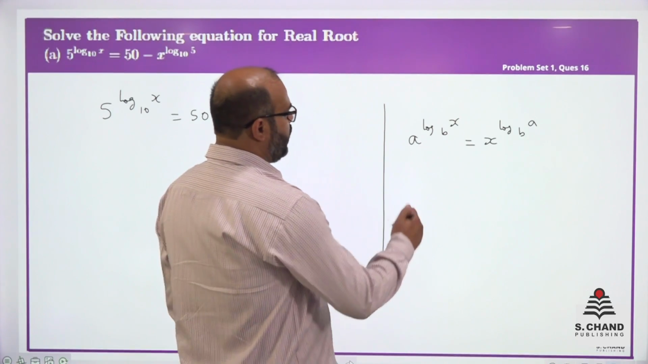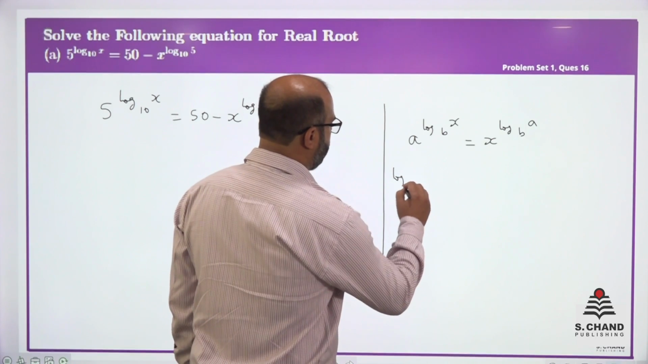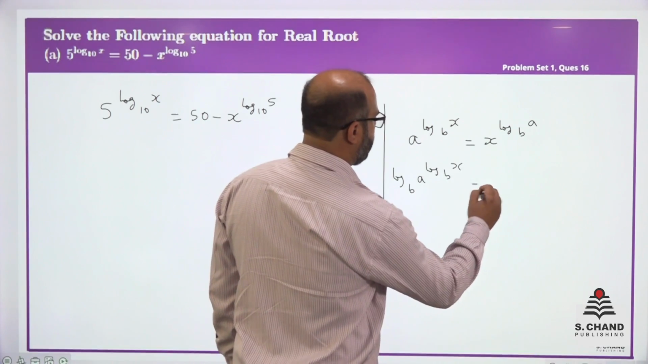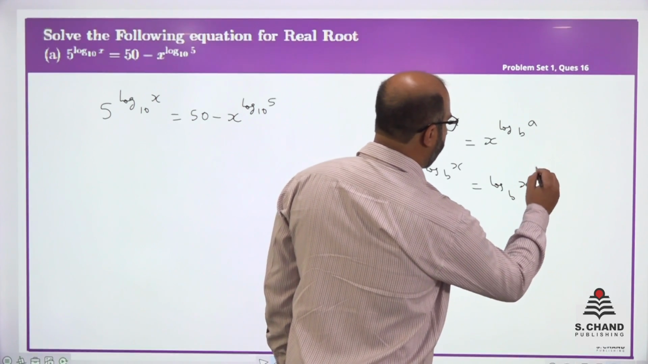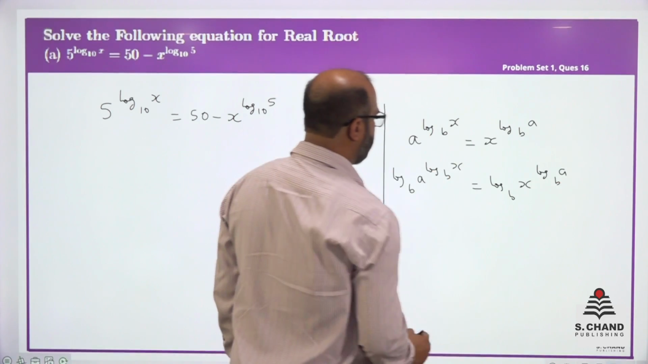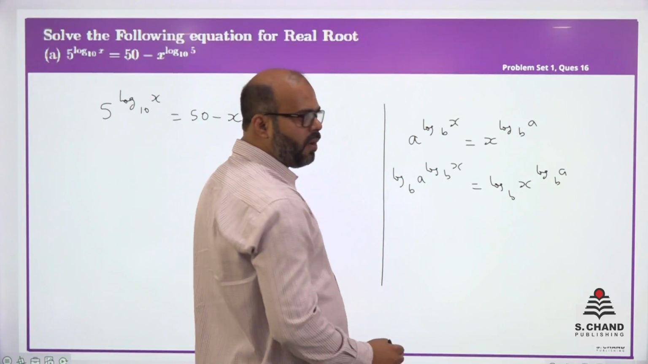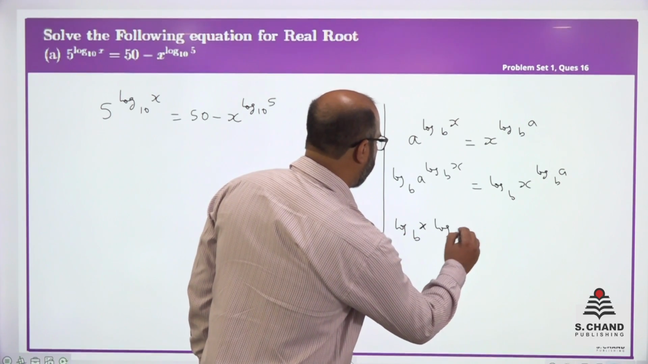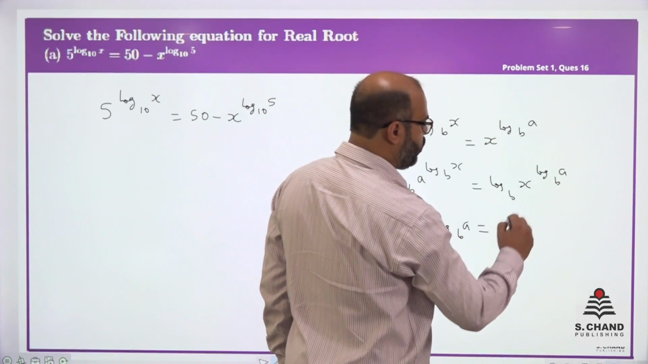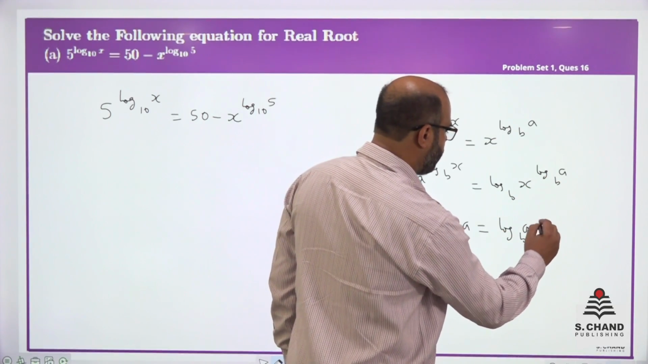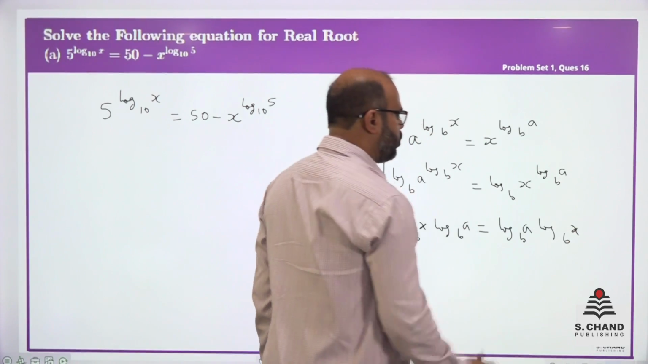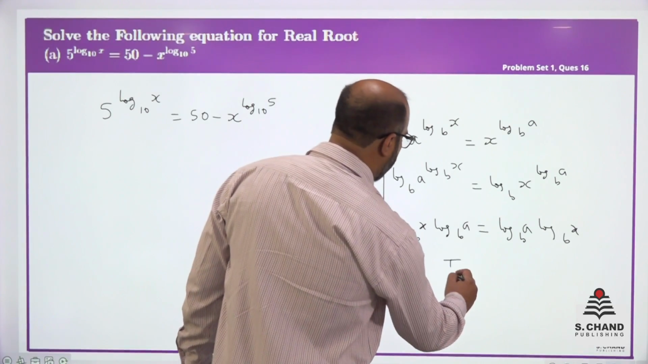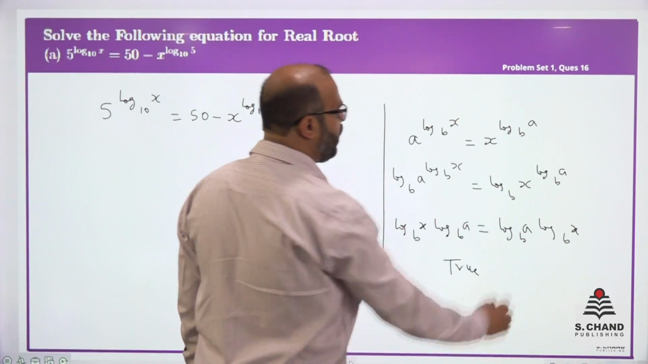If we take log to the base b on both sides, we get log base b of a to the power log x to the base b, and log base b of x to the power log a to the base b. The power will come in as the coefficient, as it is the power of the product. So log of x to the base b into log of a to the base b. Here it will also become the product, log of a to the base b into log of x to the base b. So we can see that the left hand side and right hand side are actually the same thing, which is true, which implies that this is a correct formula.